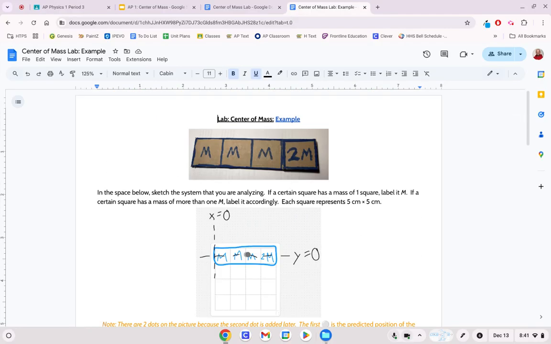Most of them can balance, but there is one that can't balance because the center of mass lies outside of the actual mass, so there's no place you can put it where it'll balance. So if you get that one, don't freak out, but you can look at it and say, oh, that makes sense because of the shape of this system. Looks like a boomerang. And that's the lab.